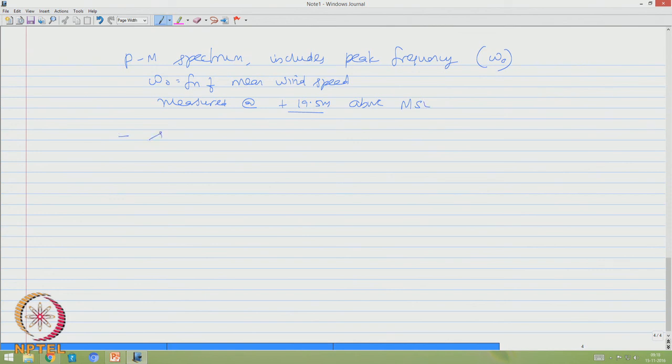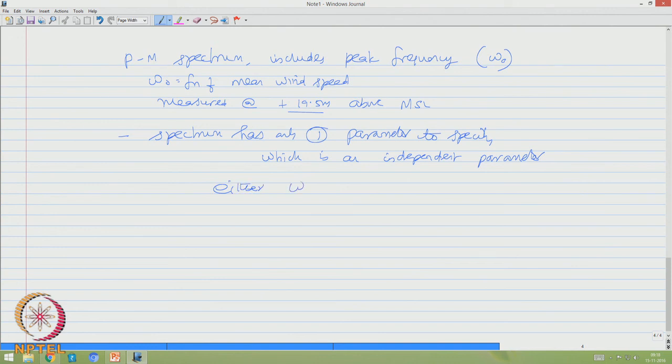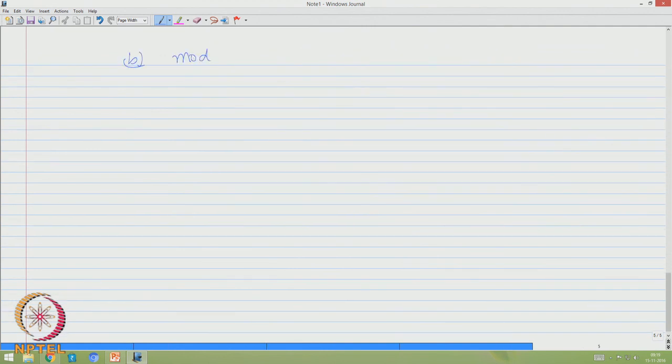So, the spectrum has only one parameter to specify, which is an independent parameter. It is either the peak frequency or UW, because both of them are interdependent. If I know one, I can find the other. This spectrum is further modified, which is now being used in design of offshore platforms.